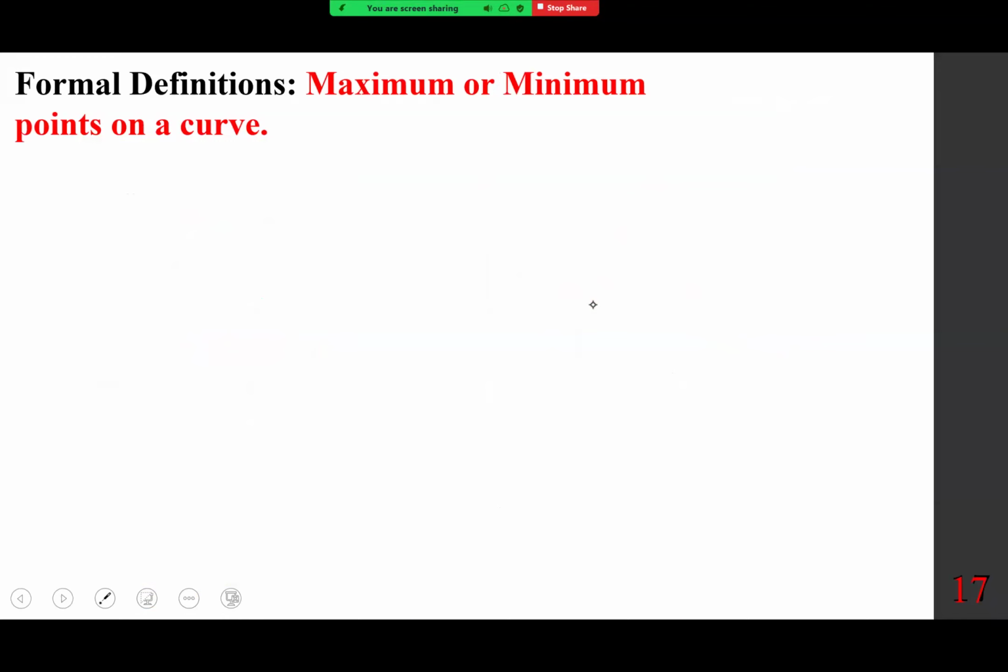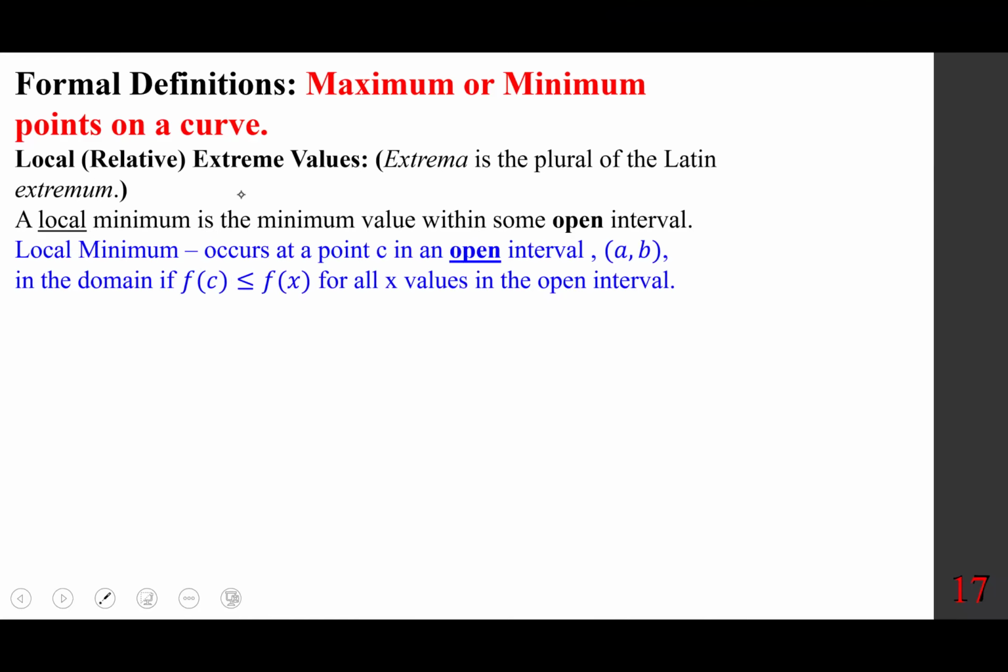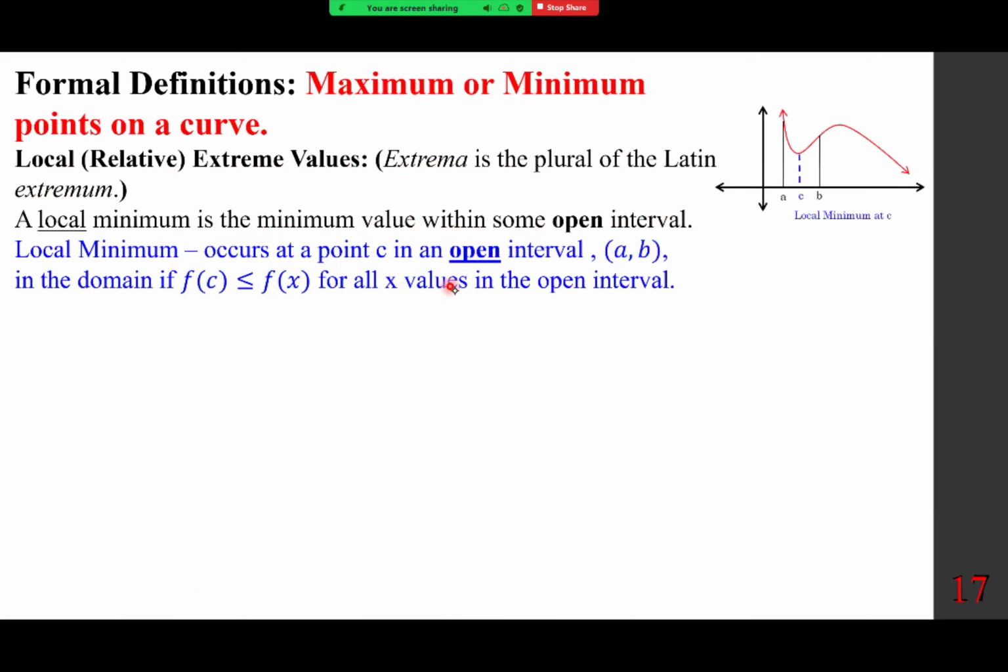Here's the formal definition for maximum or minimum points on a curve. Local, also known as relative extreme value. Extrema is the plural of the Latin extremum. A local minimum is the minimum value within some open interval. A local minimum occurs at a point C in an open interval a to b in the domain if f of c is less than or equal to f of x for all x values in the open interval. So this one is considered a local min. By the way, this is considered a local max.